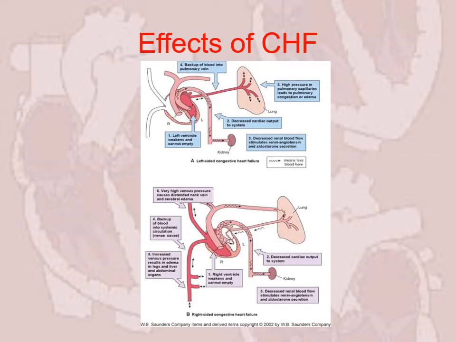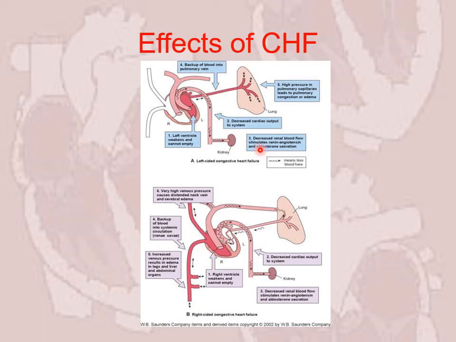So the effect of CHF, what I just said, doesn't hurt to review it again. This is left-sided congestive heart failure. Left ventricle weakens and cannot empty. Decreased cardiac output to the system, so you don't get the blood out to the body. And then you have decreased renal flow, and remember, you actually filter through the kidneys 180 liters of fluid derived from plasma every day. So the renal artery is one of the largest arteries in the body.